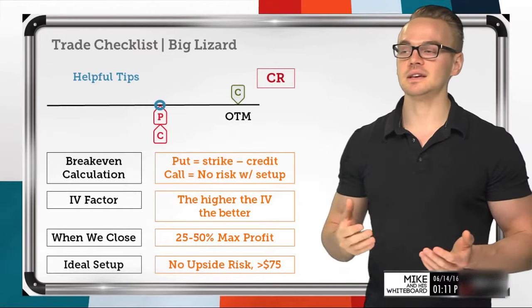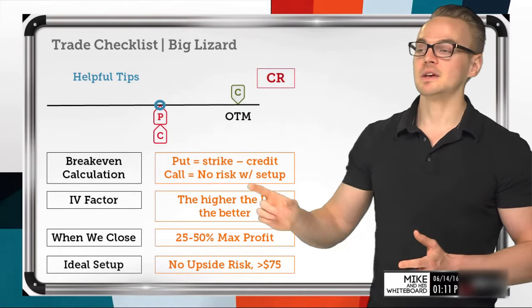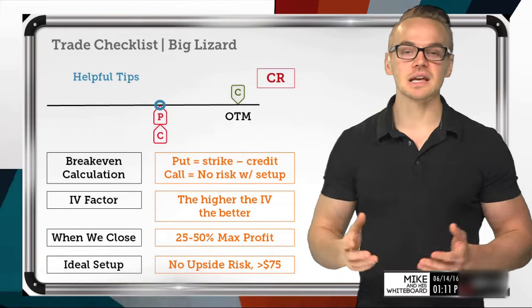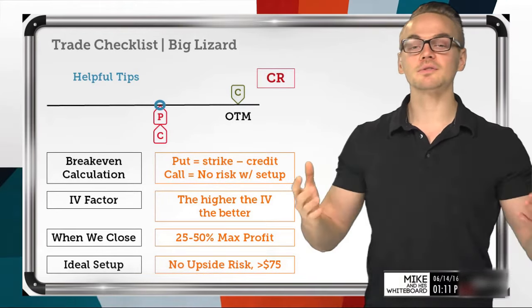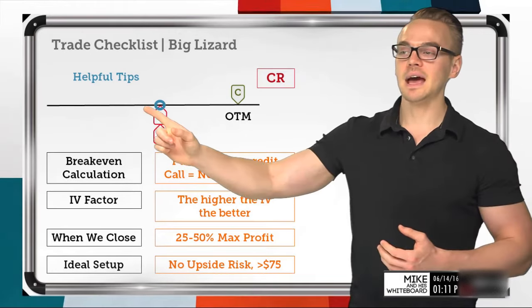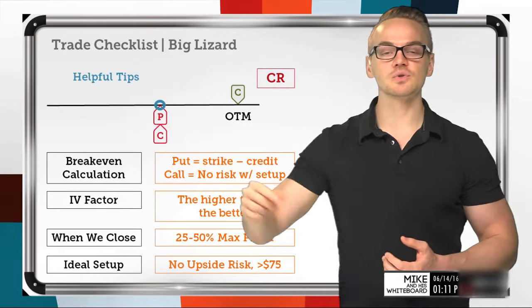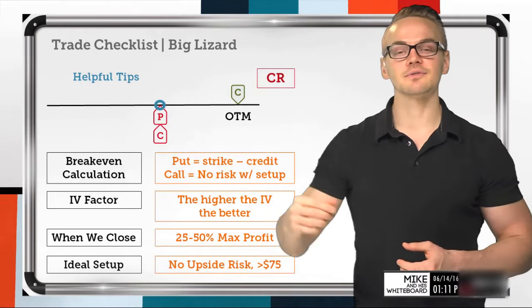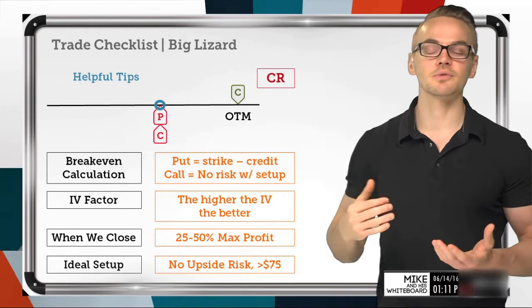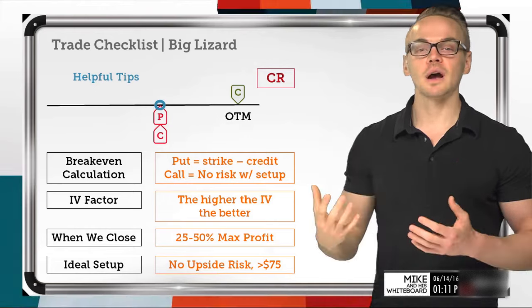And what that does is it drastically moves my break even. So if I'm able to collect $9.10 in a medium IV environment, but I'm able to collect $12 in a high IV environment, as you can imagine, my break even is going to shoot to the left, which is going to be great for me. It gives me a lot more room to the downside for the stock price to move before I start losing money.